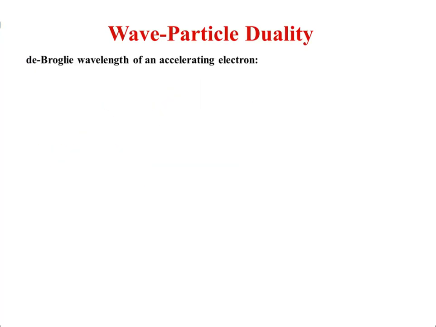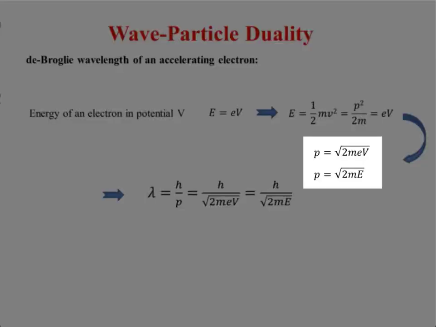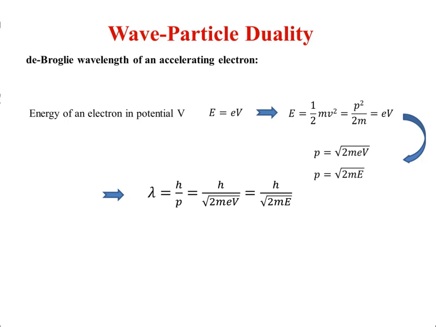Let us derive the expression for the de Broglie wavelength of an accelerating electron, and for this we will take its energy in a potential V. The kinetic energy of an electron in potential V is eV, and this gives the momentum of the electron in terms of the potential. This momentum gives directly the wavelength of the matter wave, which is h divided by the square root of 2 m e V, where e is the electronic charge and m is its mass.